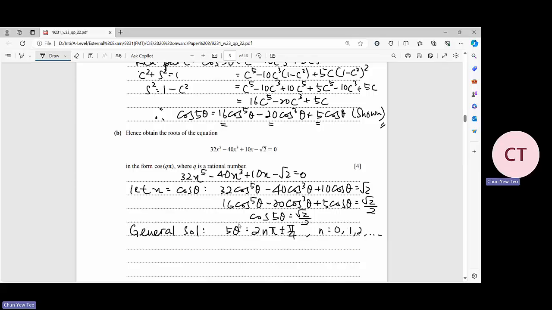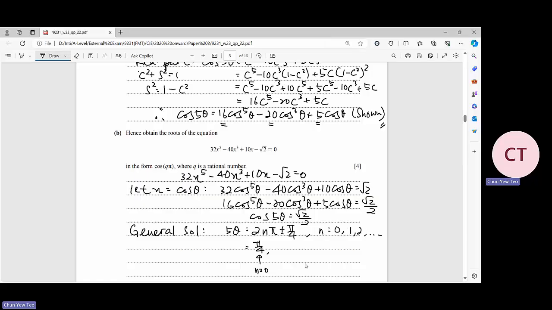However, we know that we're looking for 5 answers only, because it's theta to the power 5. We're supposed to have 5 values only, 5 roots. So over here, when n is 0, you are having pi over 4. Negative pi over 4, we can ignore, because cos pi over 4 and cos negative pi over 4 are the same. So this is for the case n equal to 0.